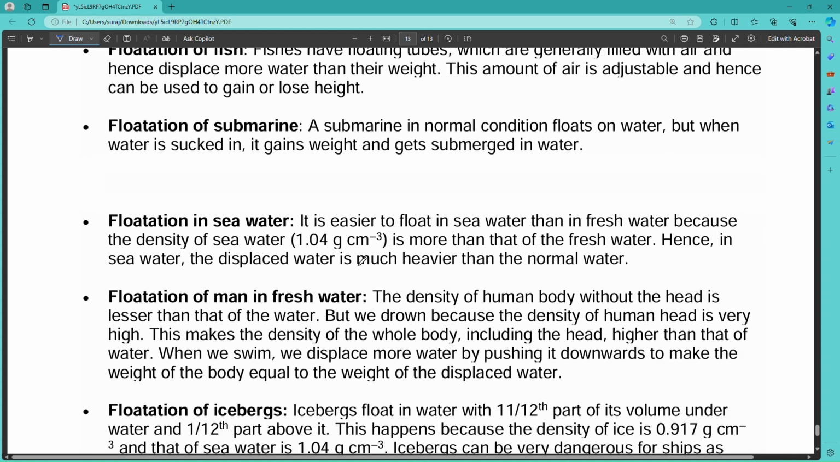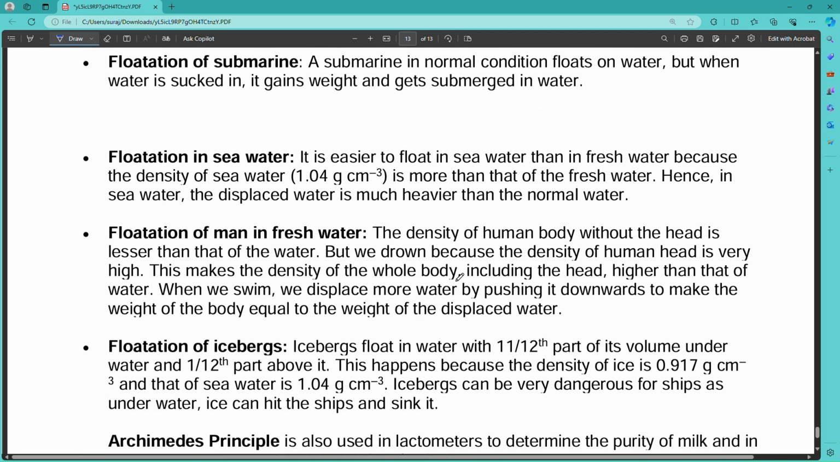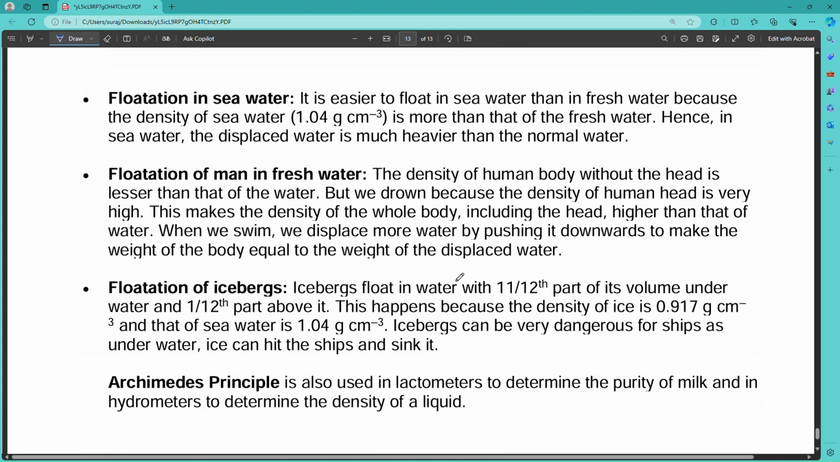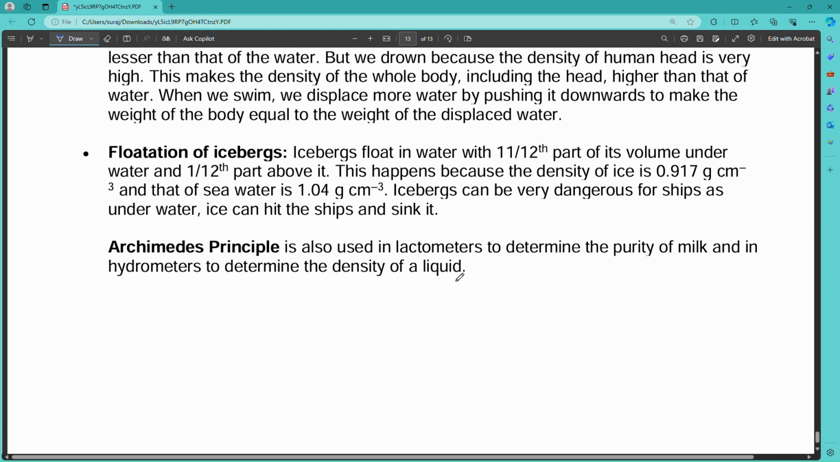Flotation in seawater: it is easier to float in seawater than in fresh water because the density of seawater, 1.04 gram per centimeter cube, is more than that of fresh water. Hence the displaced water is heavier than normal water. Flotation of man in fresh water: in fresh water also, man can float, but the head part is submerged in water because the head part has more density.